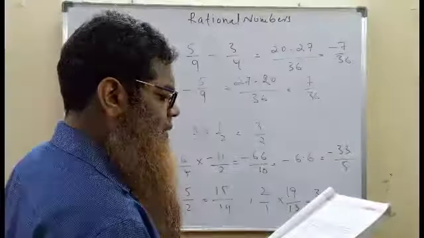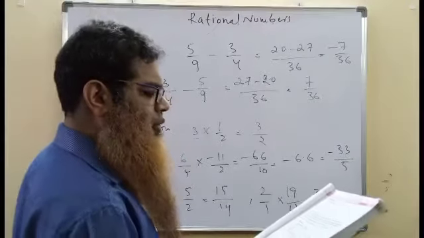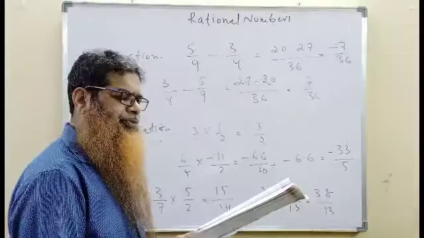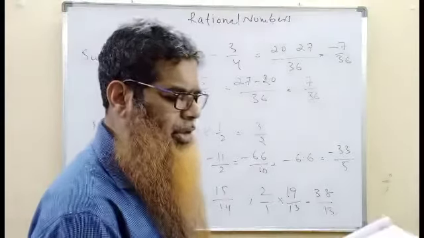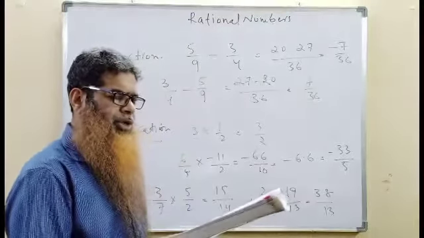For any two rational numbers a and b, a into b is also a rational number, that is, for all elements a, b belonging to Q, rational numbers.